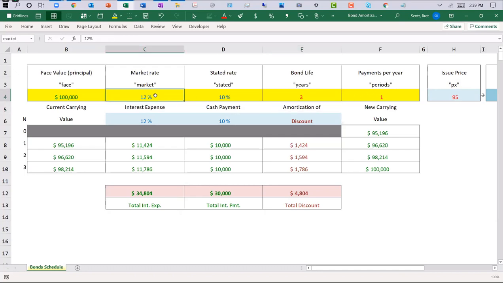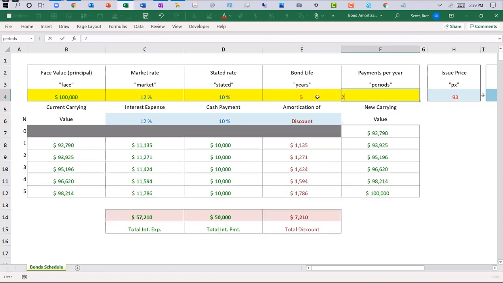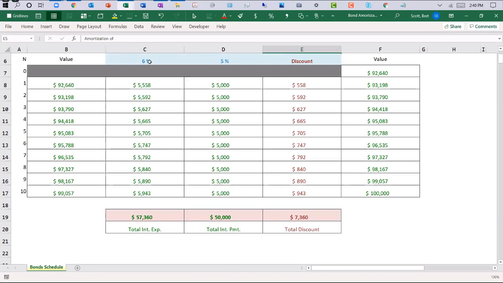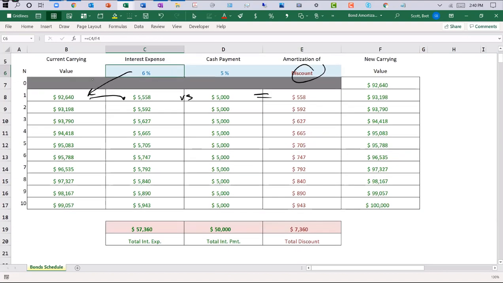So you saw here that in the previous example, we had a discount. It was 5 years, and 2 payments per year, enter. And there's the amortization schedule that we saw in the PowerPoint slide. 6% is the market rate. 6% is multiplied by the beginning carrying value to determine interest expense versus the actual cash payout. The difference is the amortization. It even says discount in this case. And then you can see the carrying value keeps going up, up, up, ultimately to get the 100,000 payoff at the time.